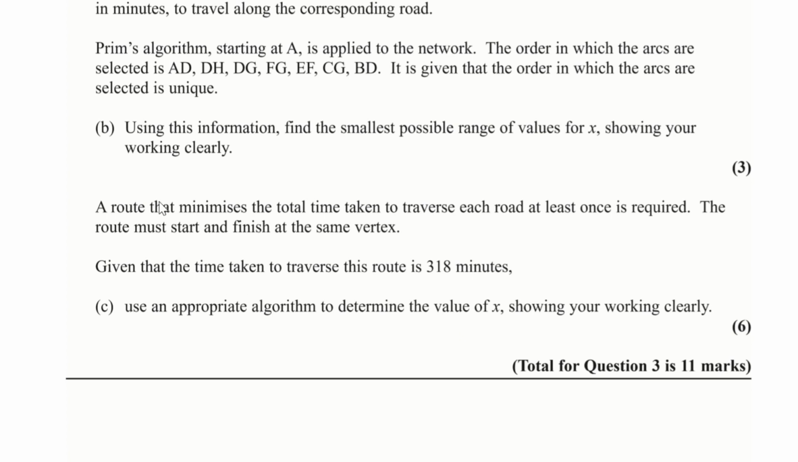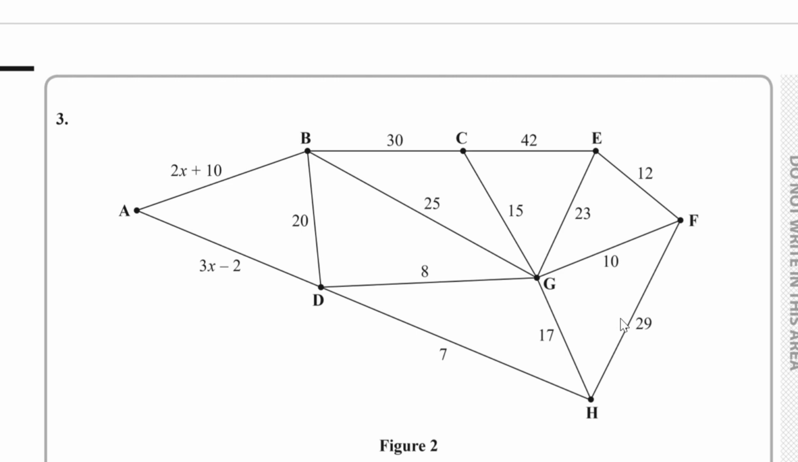Now for part C, a route that minimizes the total time taken to traverse each road at least once is required. The route must start and finish at the same vertex, so this implies we need to use the Chinese postman algorithm. And given that the time taken to traverse this route is 318 minutes, we have to use an appropriate algorithm to determine the value of x, showing working clearly.